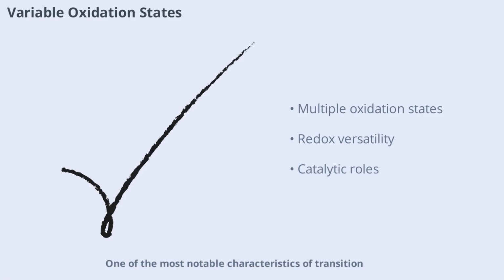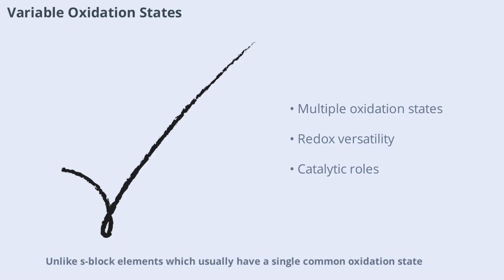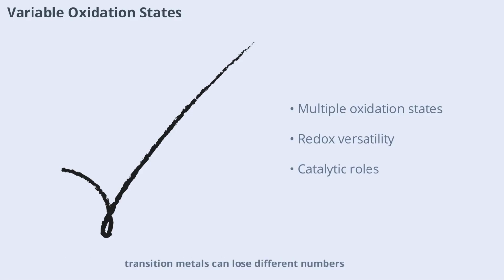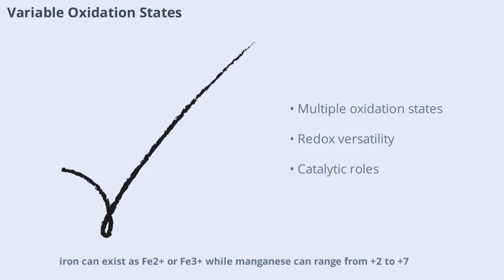One of the most notable characteristics of transition metals is their ability to exhibit multiple oxidation states. Unlike s-block elements, which usually have a single common oxidation state, transition metals can lose different numbers of electrons depending on the chemical environment. For instance, iron can exist as Fe2+ or Fe3+, while manganese can range from +2 to +7. This versatility is crucial for their roles in catalysis and redox reactions.